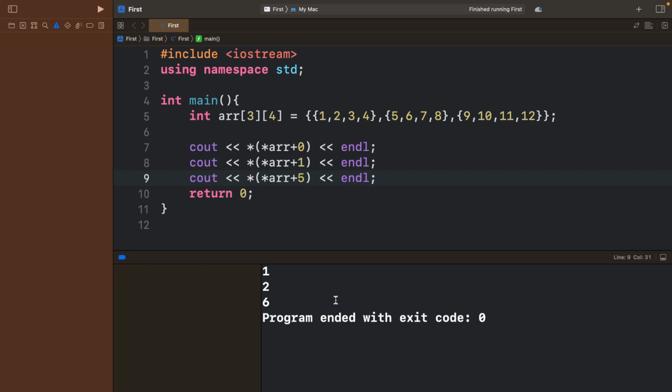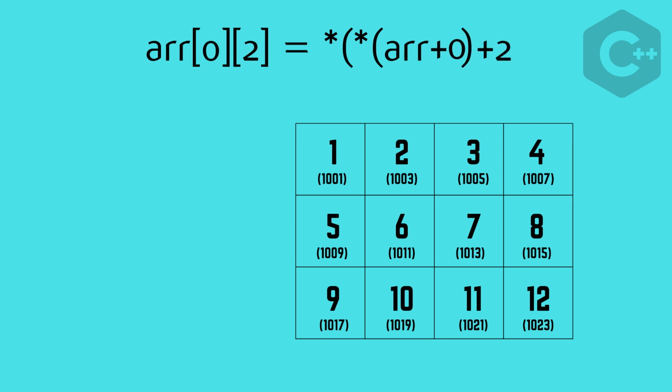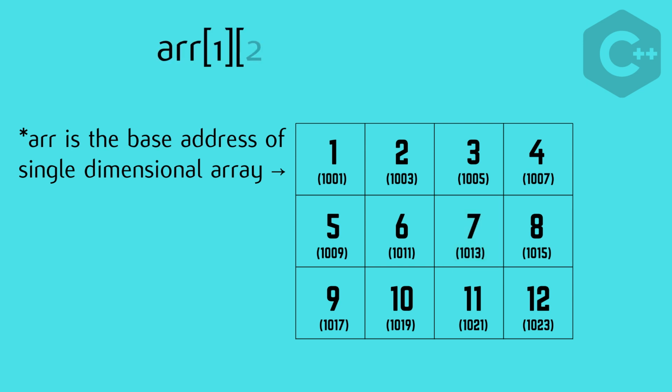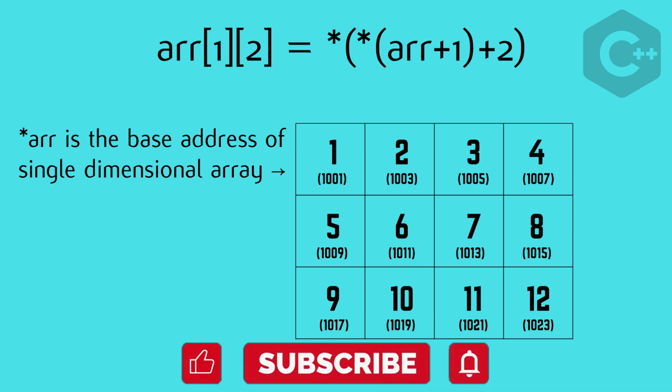There is also another way to get the same value. ARR of 0, 2 is actually equivalent to star star ARR plus 0 plus 2. Here star ARR is the base address of the single dimensional array. So if I say 1 instead of 0, it means it will point to this second row base address, and then we have 2, which means this third element. In short, ARR of 1, 2 is equivalent to this. So these were some of the basic prerequisites when you are using pointers to arrays.